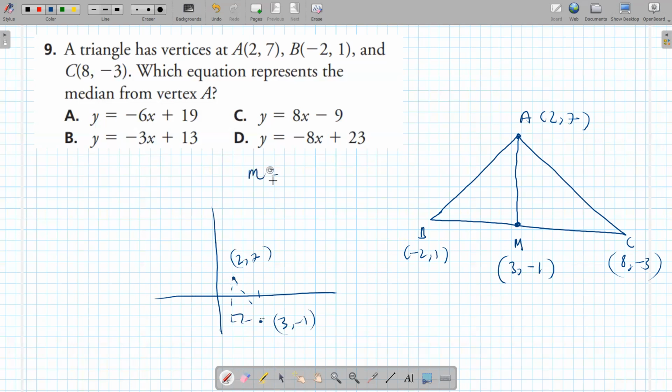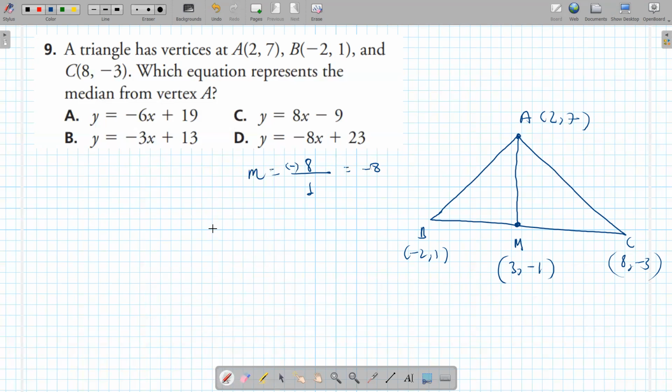What's the slope? What's the rise? We're going from 7 to -1. It's 8. What's the run? It's 1, right? And remember, negative slope because we're going down. This line is falling down. So the slope is -8.